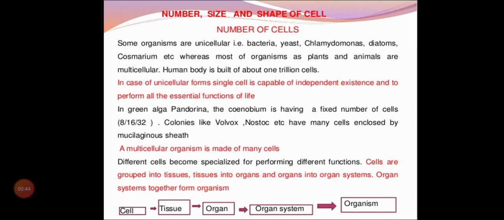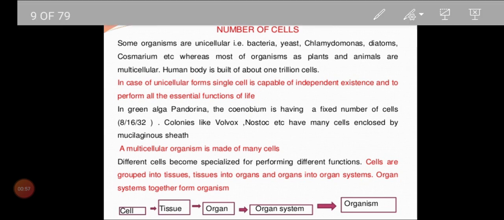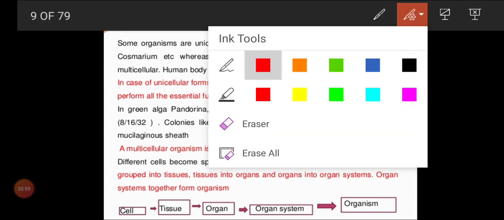And the human body is made up of many millions of cells. We'll say about 1 trillion cells are present in our body. Imagine how many cells we have in our body. So that is only the introduction part of the number of cells.